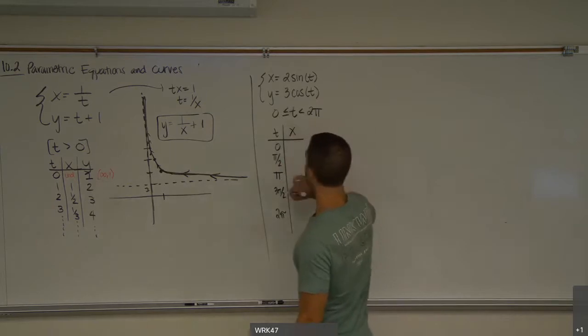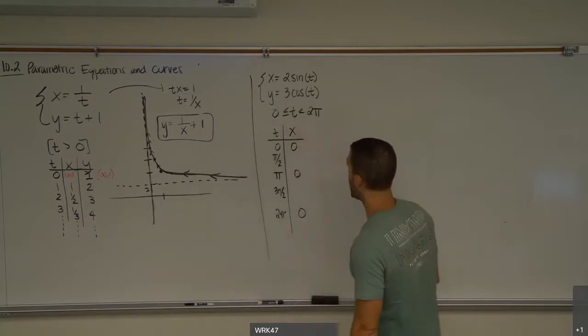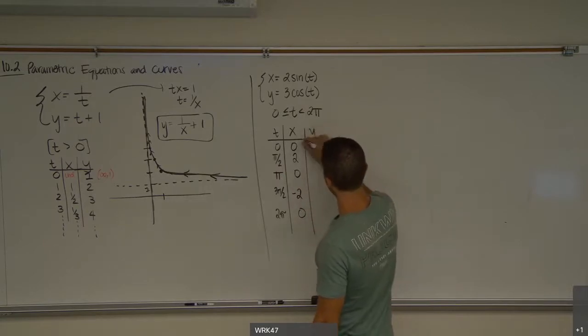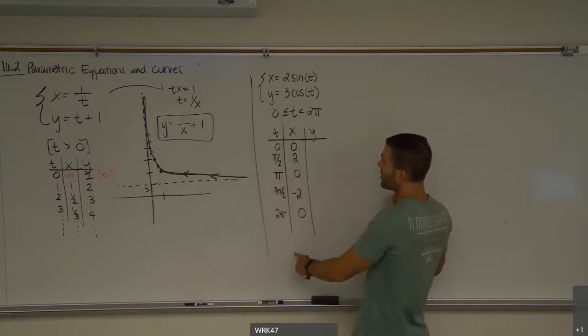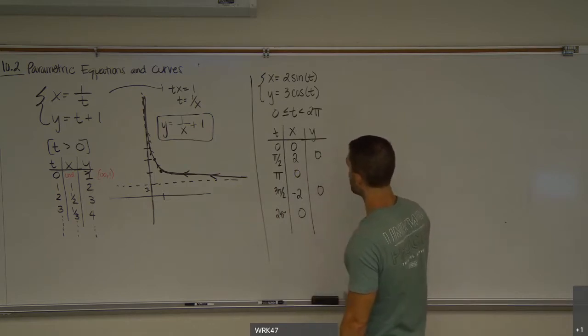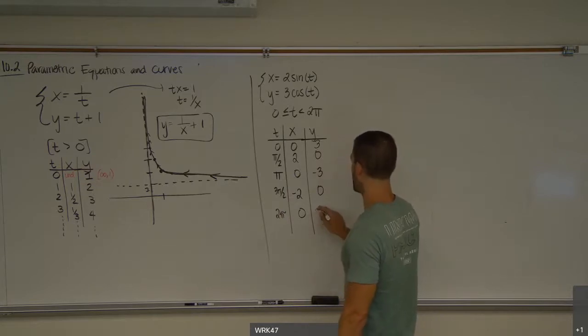Okay, x would be 2 times sine of t, and so sine is 0 at 0, pi, and 2 pi, so these are all going to be 0. And at pi over 2, it's 1, so we get 2 times 1, it's 2. At 3 pi over 2, we're negative 1, so negative 2. Let's see the y coordinate. Y would be cosine of these t values here, and cosine is 0 at pi over 2 and 3 pi over 2. The other places at 0 were 1, so 3 times 1 is 3. At pi, we're negative 1, so negative 3. And at 2 pi, we are 1 again, so 3.